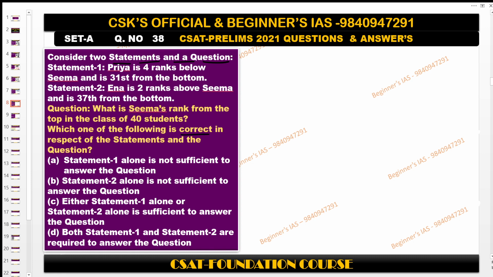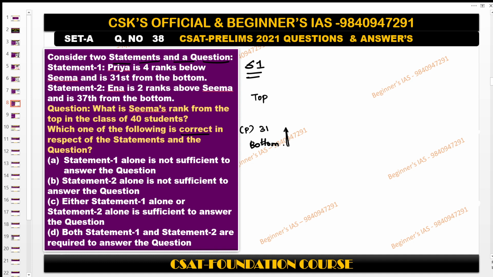Let us now solve this question. According to statement 1, let me take this as the top and this as the bottom. From the bottom, Priya is 31st. Let me take Priya as P.